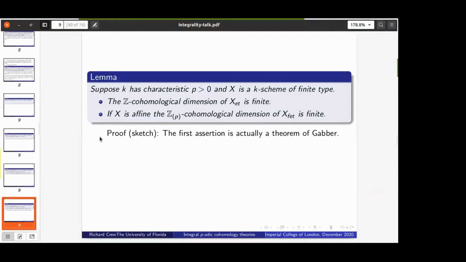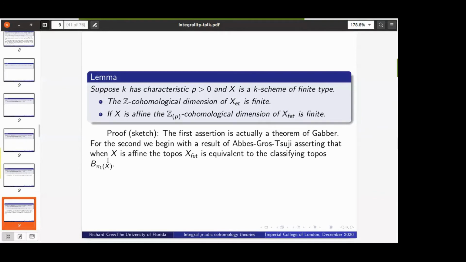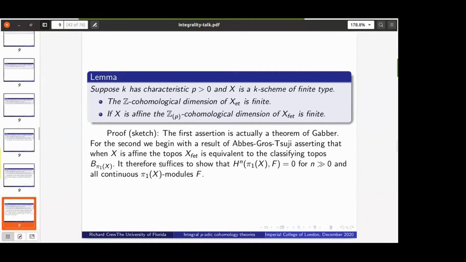I'll just sketch this since it's basically in the literature. The first assertion is actually a theorem of Gabber. You can find a proof, for example, in a recent paper of Sisinski and Deglise. For the second, I begin with the result of Abbes, Gros, and Tsuji, which asserts that when X is affine, then the finite étale topos of X is equivalent to the classifying topos of the fundamental group of X. Therefore, it's enough to show that the group cohomology H^n of pi_1 of X with coefficients in F vanishes if n is sufficiently large, for all continuous pi_1 of X modules F.